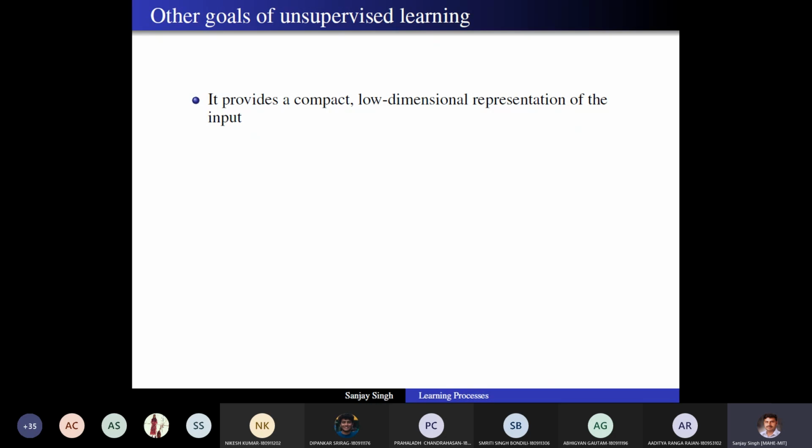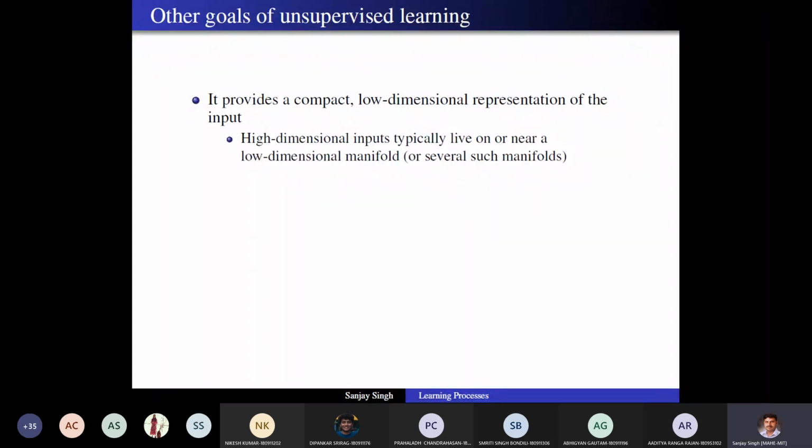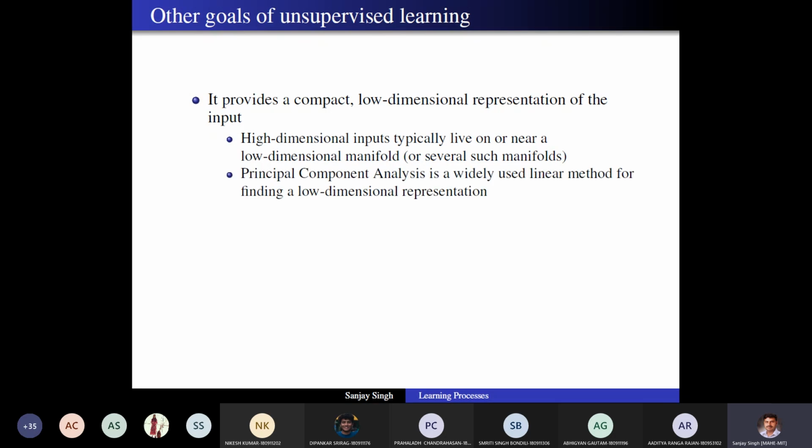So high dimensional inputs typically live on or near low dimensional manifolds. This is what I mean to say. Let's say a picture has 1000 pixels. Then a few, 10, 20 or 100, are the key pixels which are the key contributing factors.